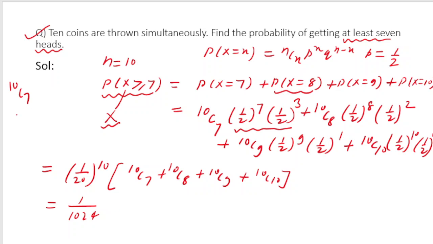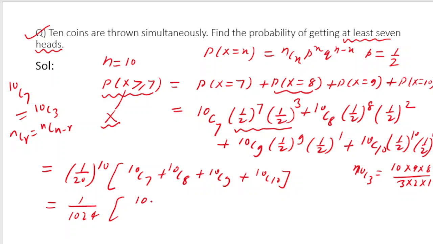10C7 can be calculated as 10C7 is nothing but 10C3. This is the rule of binomial coefficient, that NCR is equal to NC(N minus R). And when we have to calculate 10C3, there is a shortcut method. Suppose we have to calculate 10C3. So what we do? We write 3 terms from 10. So 10 into 9 into 8 by 3 into 2 into 1. This is a shortcut method. So 10C7 can be considered as 10C3, and it can be written as 10 into 9 into 8 by 3 into 2 into 1. If you are confused, just do it whatever way you know. NCR is equal to factorial n by factorial r into factorial n minus r.